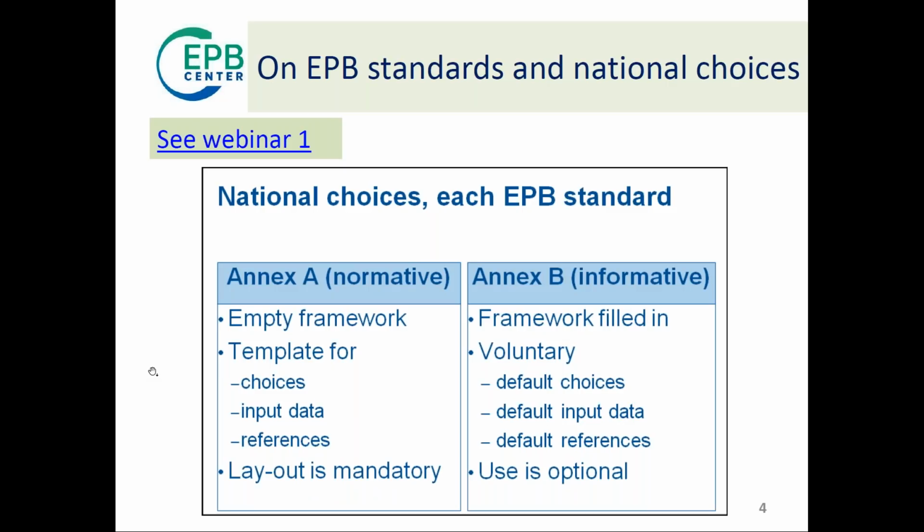So this can be used for the national choices. And then there is an Annex B, which is just informative, which has filled in this framework with default choices, input data, references, is optional for use and also can serve as an example. And I'll come back to these national choices in the discussion on the example cases.